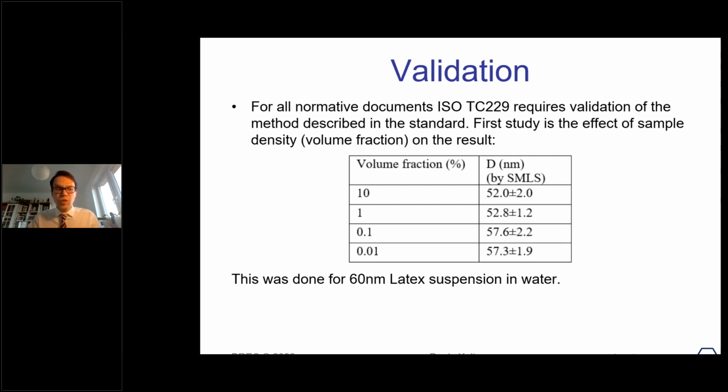How do you validate that? Well, first of all, we wanted to have a sort of nice and easy system, like, for example, in this case, 60 nanometer latex suspension in water, that for different volume fractions of our latex spheres, we would get comparable results. And these are 60 nanometers, it's quite small. And we managed, so this was one of the first runs we had. So from volume fraction from 10 and going to 1, 0.1, 0.01%, we obtained a relatively stable answer, because the spheres do not interact really. So this is within the error margin.